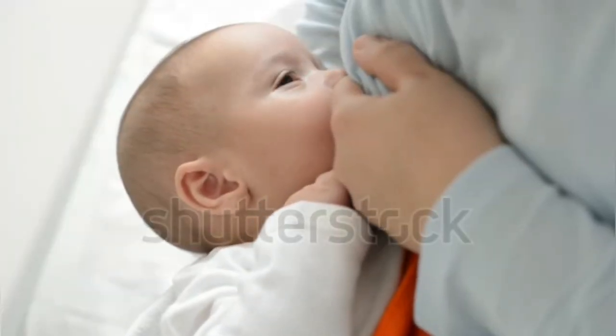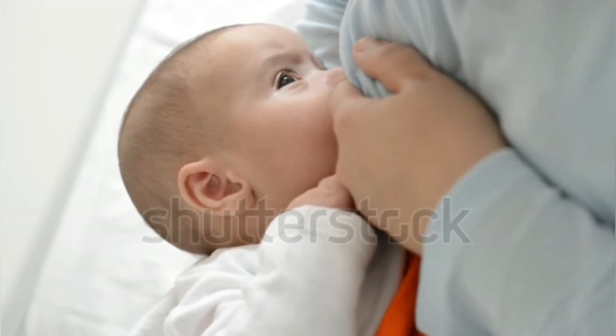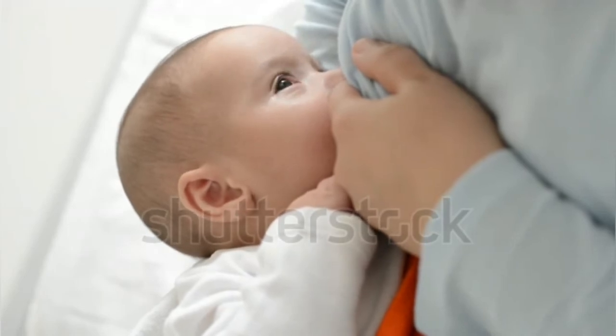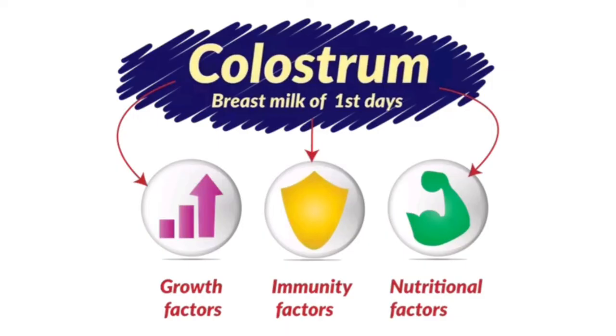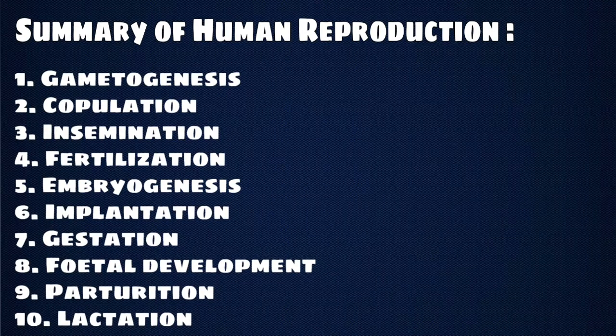Then the last process is lactation. It is a process of production of milk and is released in the mammary glands. The colostrum is the yellow-colored fluid secreted by the mammary glands of mother and is fed for the fetus for the first time. So this was the summary of human reproduction, starting from gametogenesis, copulation, insemination, fertilization, embryogenesis, implantation, gestation, fetal development, and parturition, finally the lactation.